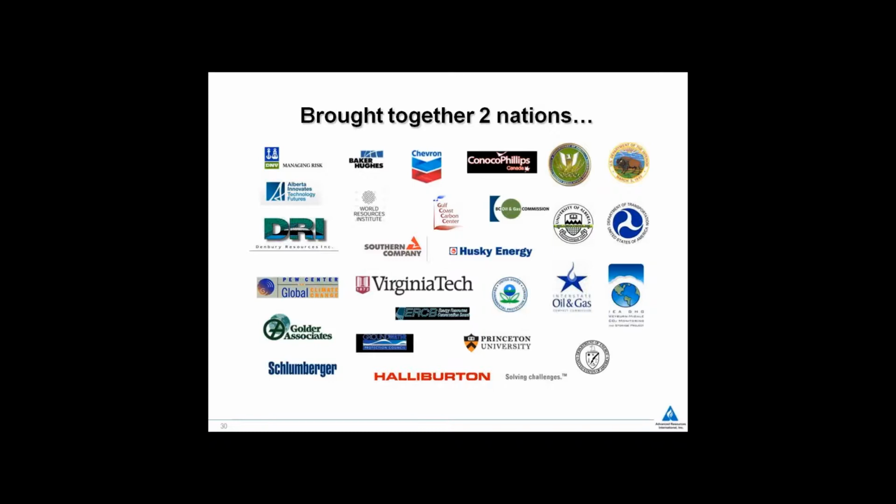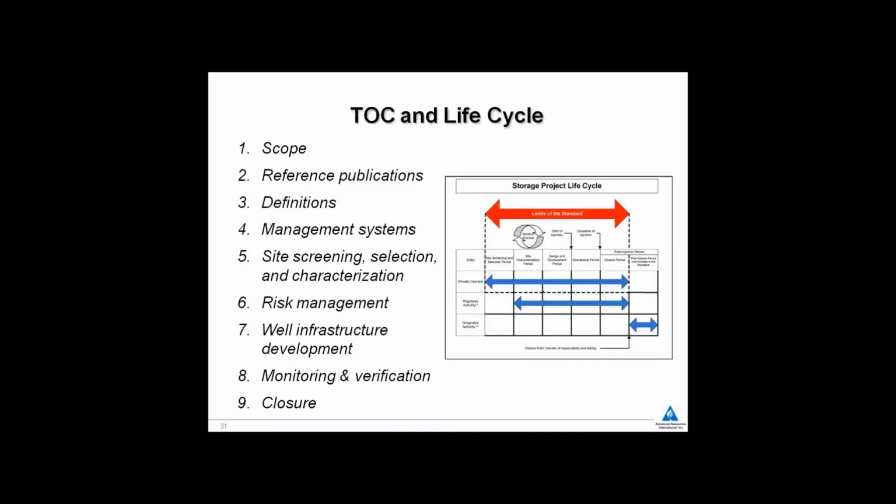Z741 was very successful because it brought together 2 nations and a whole host of companies, organizations, academic institutions, as well as industry. Those folks that you see represented there were all primary authors to the document. And the document's table of contents addressed these 9 major sections. 1, 2, 3, and 4 were relatively generalized, but 5, site screening, selection, and characterization, became very specific about how to select the site, go through the screening process, and characterize it, addressing the risk management, addressing the well construction, providing all the monitoring verifications, and importantly then closure of that process.